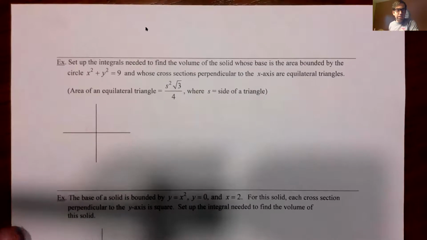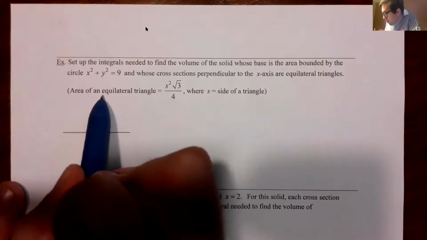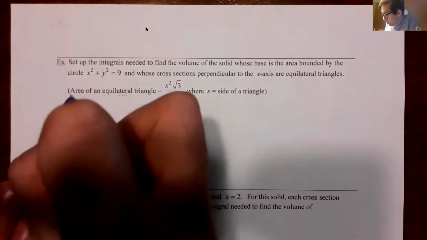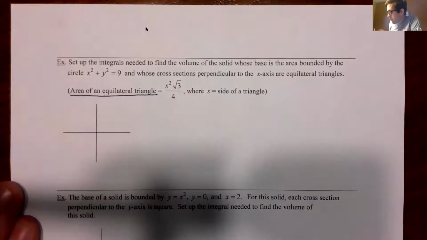Set up the integrals needed to find the volume of the solid whose base is the area bounded by the circle x squared plus y squared equals 9, and whose cross sections perpendicular to the x-axis are equilateral triangles. Okay, this is going to be really important for us to remember going into the future. The area of an equilateral triangle equals s squared times √3 over 4, where s equals the side of the triangle.